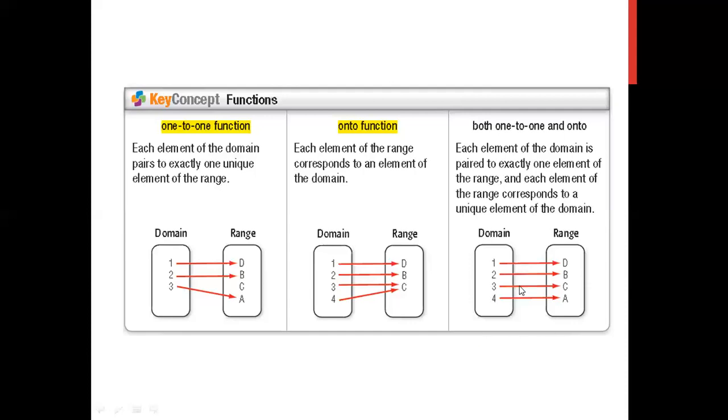Finally, I can say this is one-to-one and onto at the same time, both one-to-one and onto function, if each element of the domain is paired to exactly one element of the range, and each element of the range corresponds to a unique element of the domain.